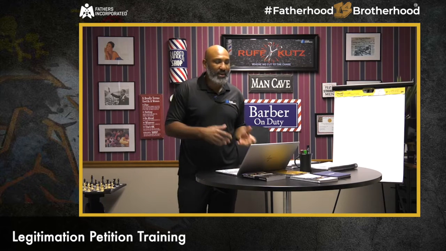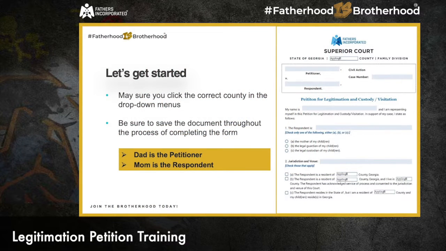All right. So at the top of that form, you're going to see Dad as the petitioner. So that's going to be you or me. Mom is the respondent. So the mom is going to be the person that's responding to your petition. All right. So at the top of that form, you want to choose that county where that mom and child live. And then you want to add your name in there as the petitioner, and then add mom's name in there as the respondent. All right, as we go down that form, the respondent is the mother of your children, the legal guardian of your children, the legal custodian of your children. All right. So in this instance, for training purposes, that's going to be the mother of your children. So the mom is actually the person that's going to be responding.